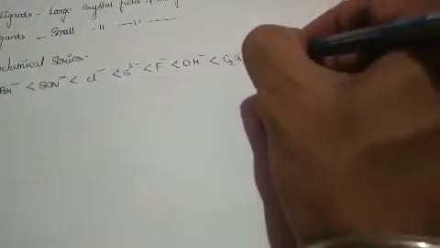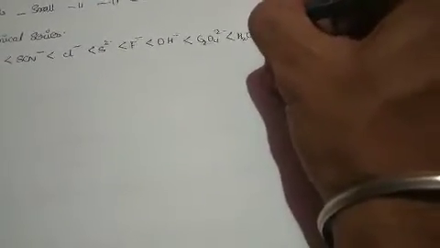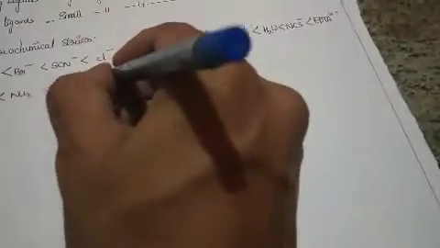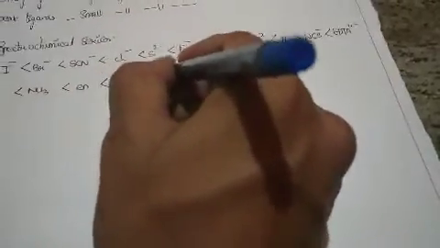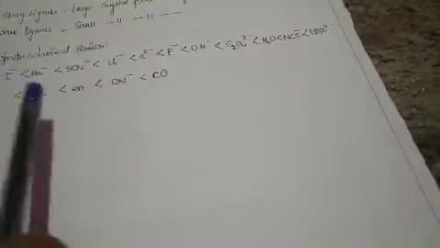water, thiocyanate, EDTA 4 minus, then ammonia, then ethylenediamine, then cyanide, and then at last carbon monoxide. So the arrangement of different ligands in increasing order of their field strength is called the spectrochemical series.